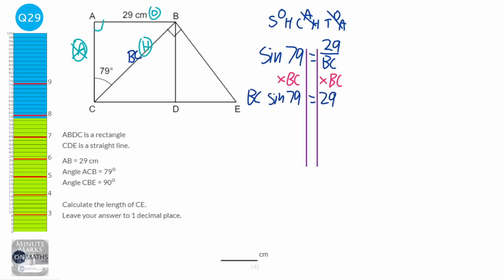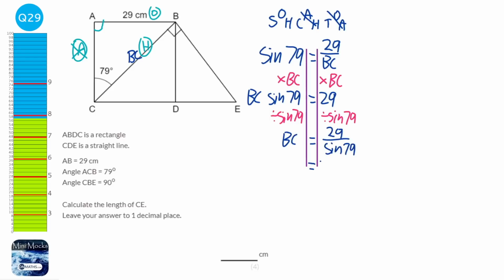And we're just going to divide both sides by sine 79. Just a bit of rearranging. So BC will be 29 over sine 79. And when you do that in the calculator, you get 29.542, and so on.